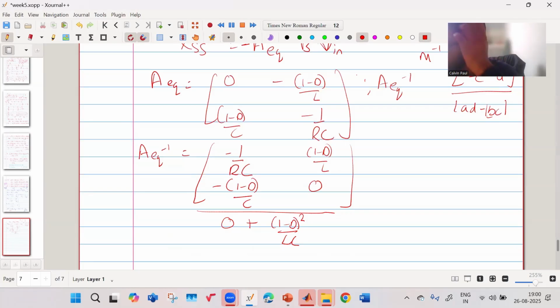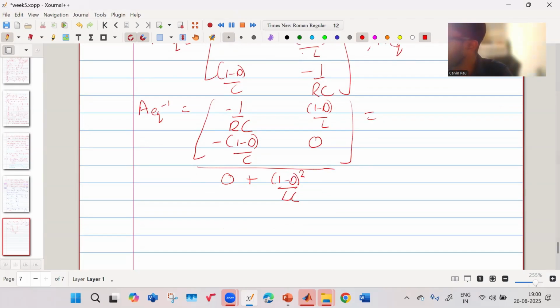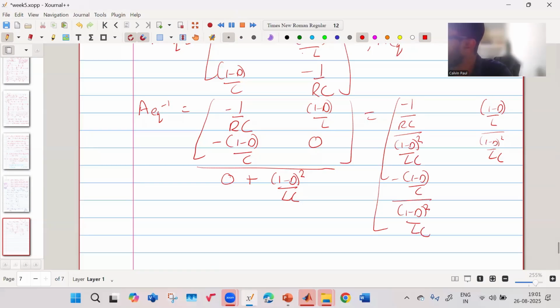Now we have to divide all the terms by 1 minus D square by LC. So this becomes minus 1 upon RC divided by 1 minus D square upon LC. Here it is 1 minus D by L, and here it is 1 minus D square by LC. Here it is minus 1 minus D by C, divided by 1 minus D square by LC, and 0.